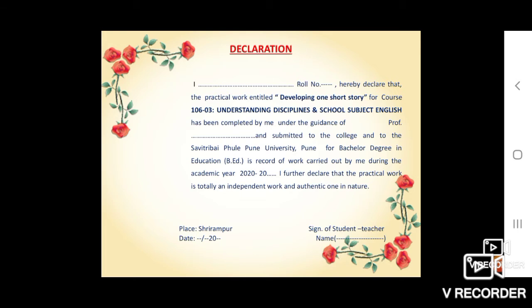Before starting this, we have to add the declaration form, where as a student teacher, you have to mention your name, your roll number, and the title of the practical work, under whose guidance you are writing this practical, why you are submitting it, for which degree, in which year, and that it should be your independent and authentic work. You have to declare this as a student teacher.